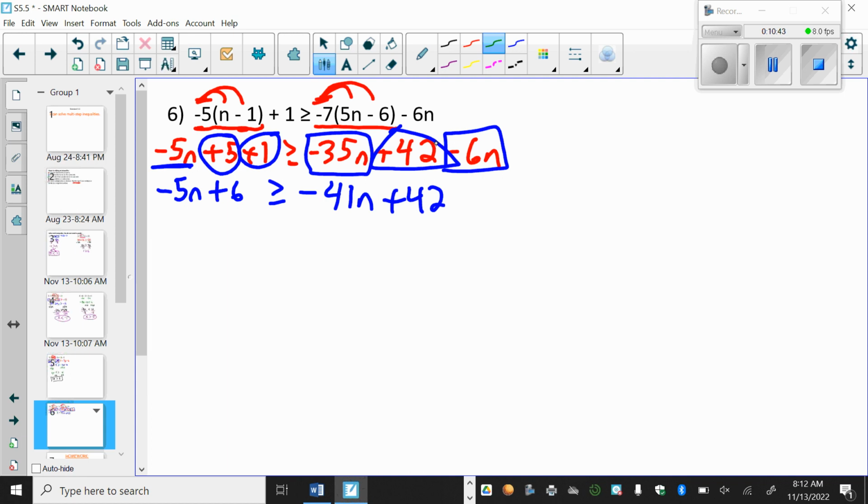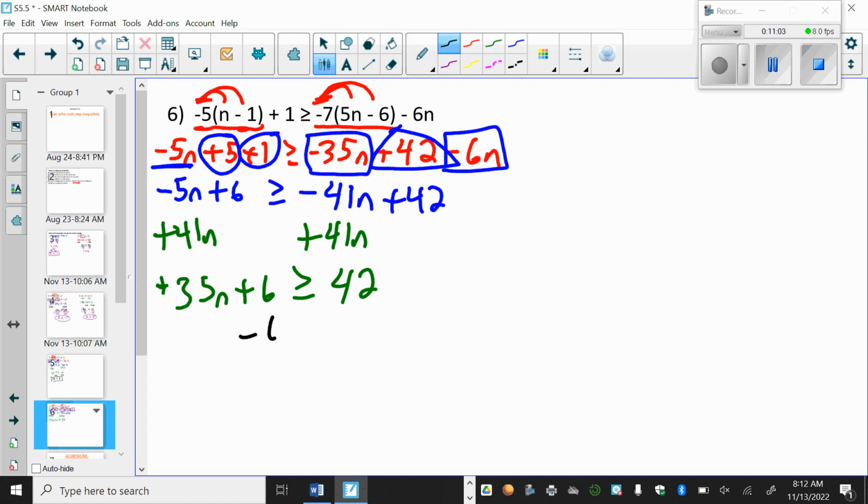All right. Now we want to get all the variables to one side, so I'm going to add 41n, add 41n to leave me positive 35n plus 6 is greater than or equal to 42. And then I'm going to remove my constant, so minus 6, and minus 6 gets me 35n is greater than or equal to 30.